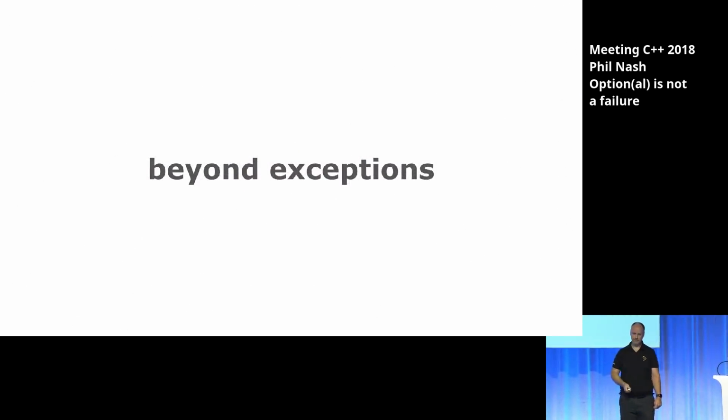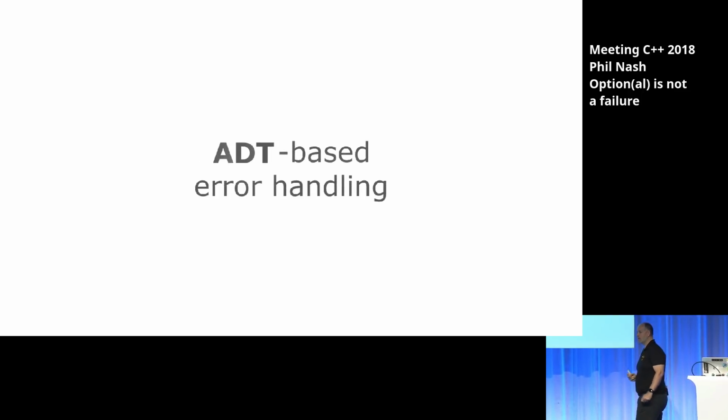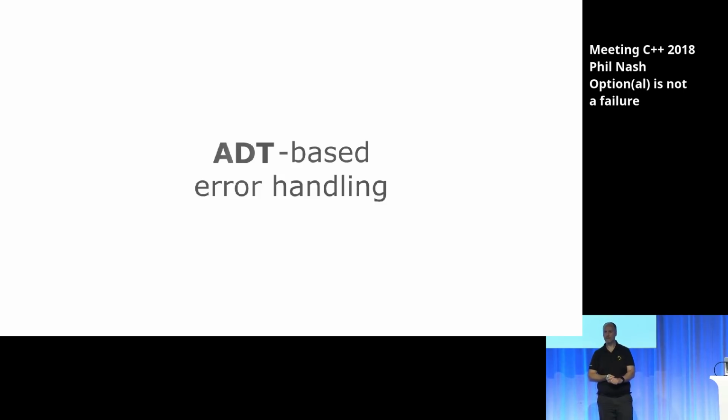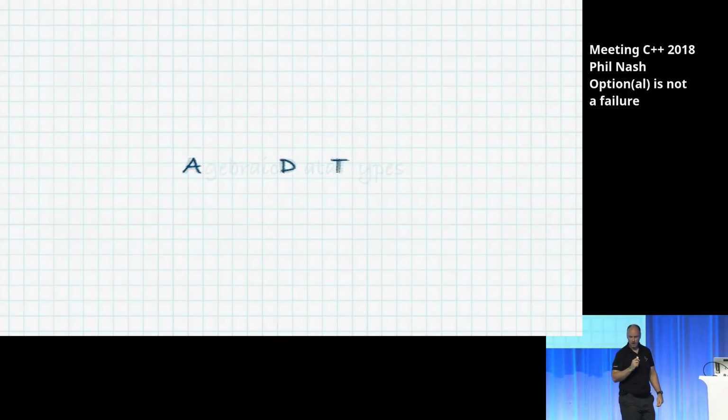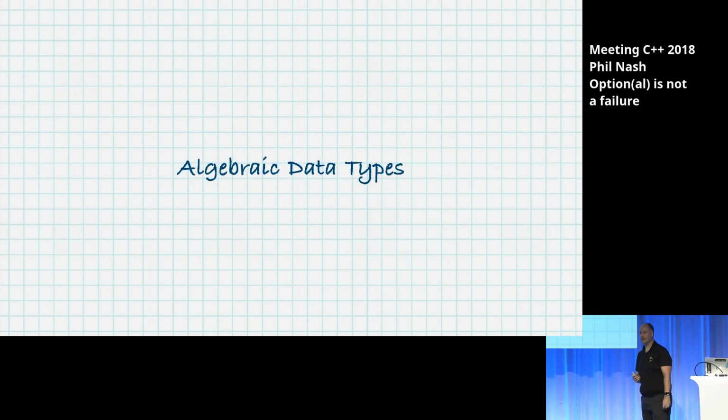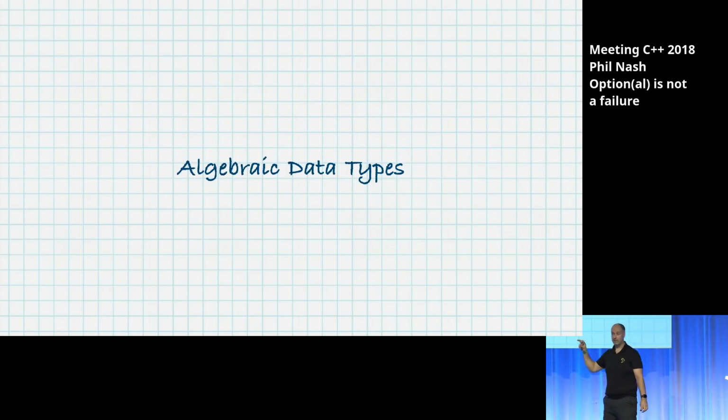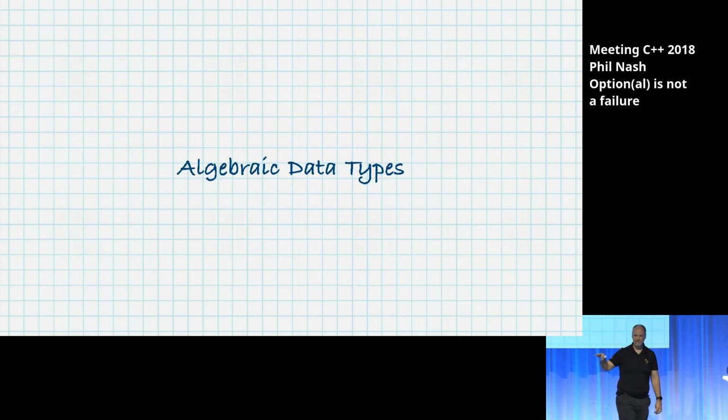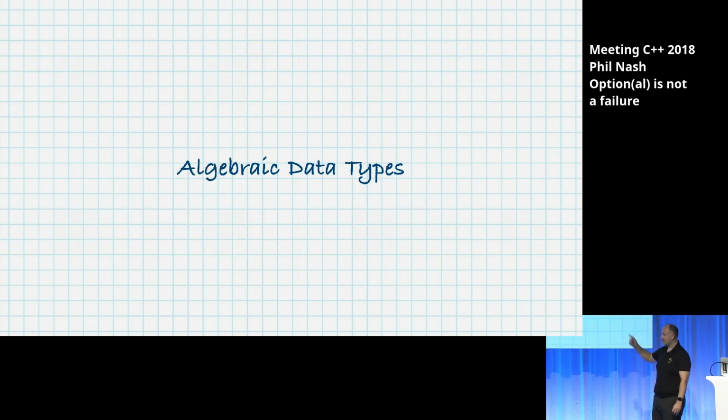Where does that leave us? Let's have a look at something else. You may have heard people talking about ADT-based error handling. What does that mean? ADT stands for algebraic data types. If you read my abstract in the program, there is an error there, ironically. For some reason, I wrote arithmetic data types. I only spotted that yesterday. I meant algebraic data types.